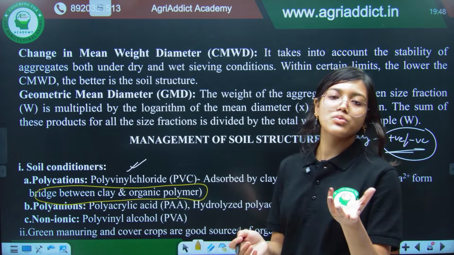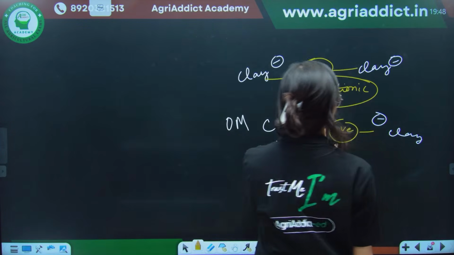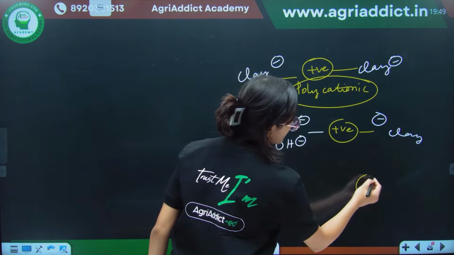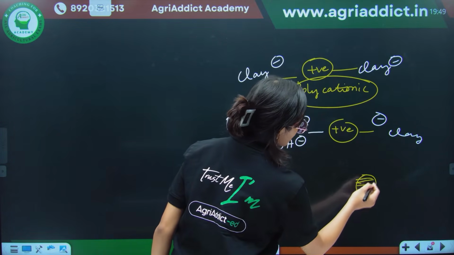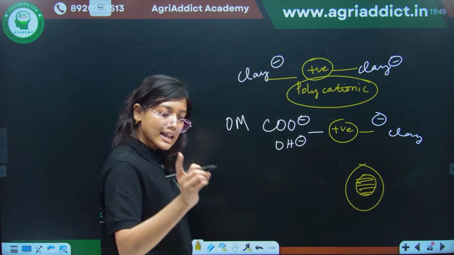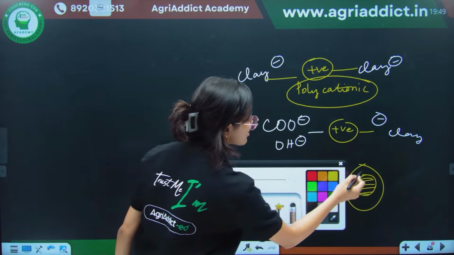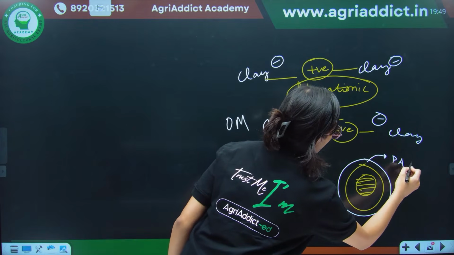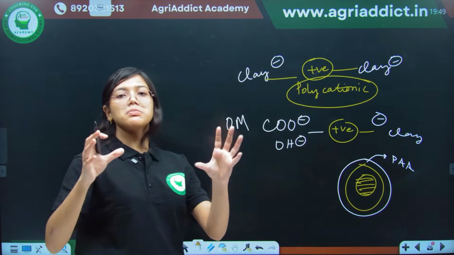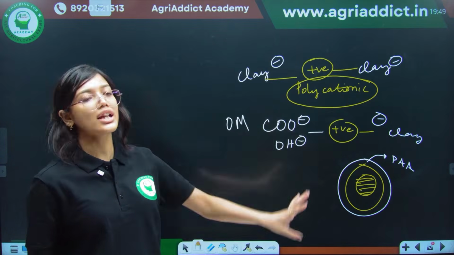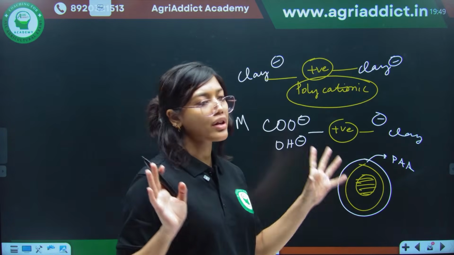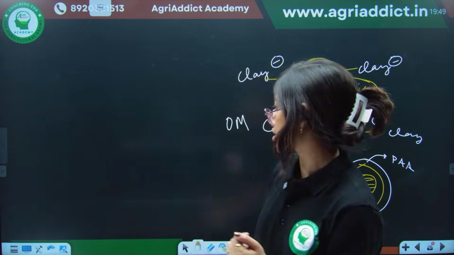Then the polyanions. Polyanions will do nothing but stabilize whatever structure is formed. Suppose you already have an aggregate. The polyanionic conditioners will just coat the aggregate. They will form a coating over the aggregate, and they will help stabilize the aggregate. They will not help in bridging. Only the polycationic one will help in bridging, but the polyanionic ones will just stabilize the aggregate.